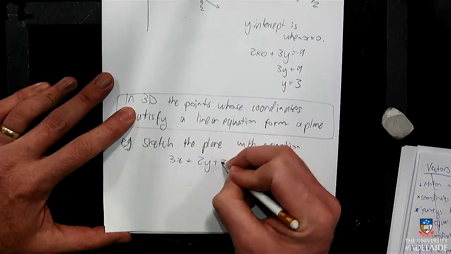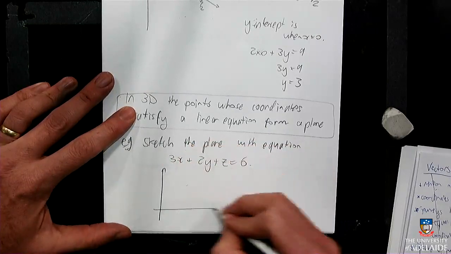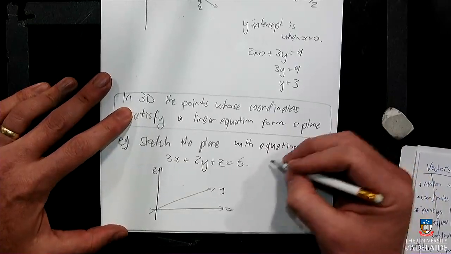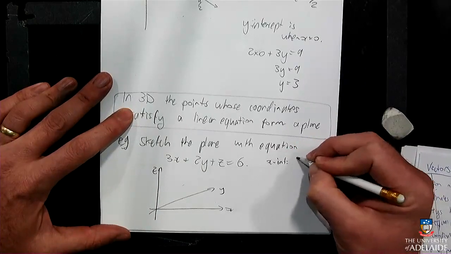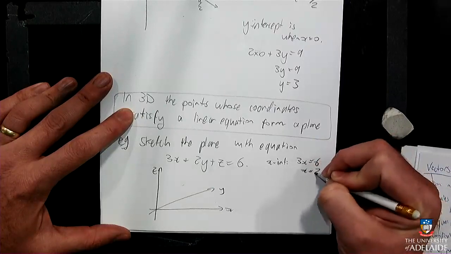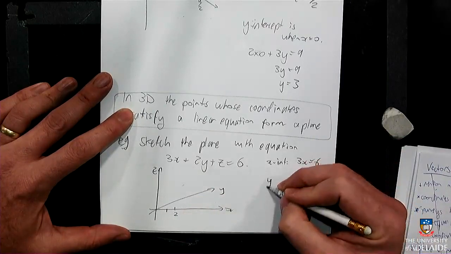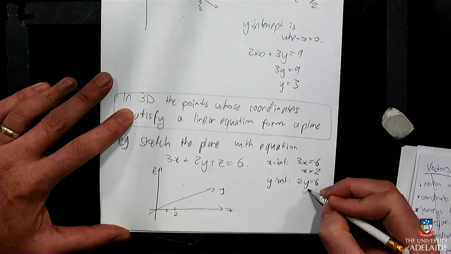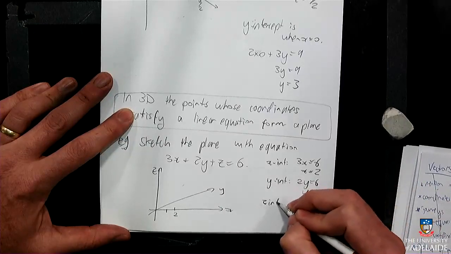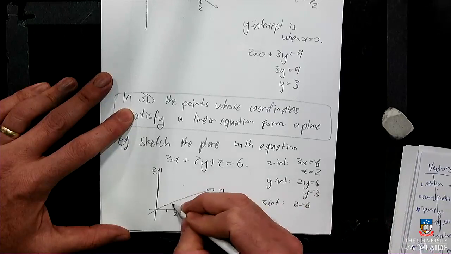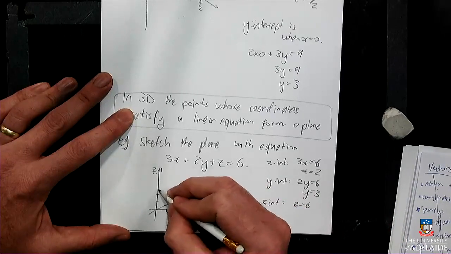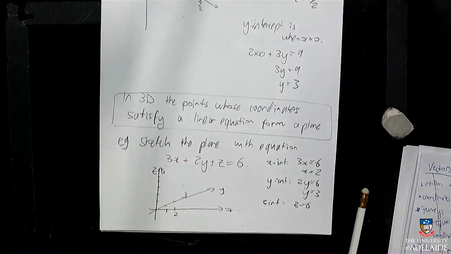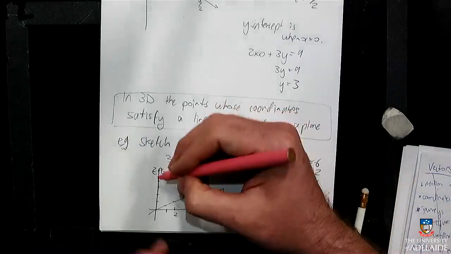This is going to be a very bad sketch. x, y, and z. So the x-intercept would be 3x equals 6, x equals 2. The y-intercept would happen when 2y equals 6 because the x and the z are both 0, which means y equals 3. And the z-intercept would happen when z equals 6. And so the plane would definitely pass, I'm just going to draw it in colour, through these 3 points.